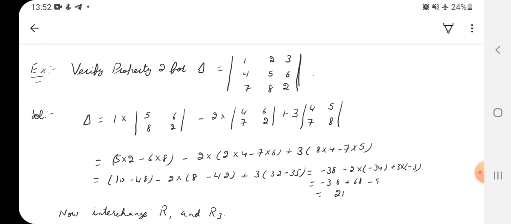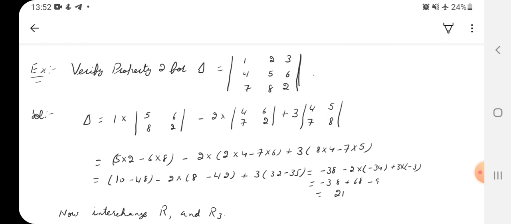1 into determinant of [5 6; 8 2] into minus 1 power, odd, no, even, 1 plus 1, which will be 2, right? Even. So minus 1 power even will be 1. So I left out that. Now plus 2 into minus 1 power odd, which will be 1 plus 2, right? So minus came forward, and deleting the rows and columns, you will get [4 6; 7 2] into determinant of [4 6; 7 2].